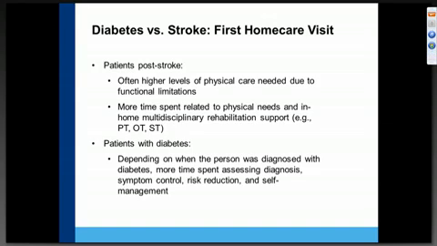For patients with diabetes, that first home care visit is really going to vary. A lot may depend on when that person was diagnosed with diabetes. Is it a recently new diagnosis with all new medications? We may spend more time with that. Perhaps it's somebody who's had long-term diabetes, but there have been issues in terms of their overall self-management of, say, glycemic control.